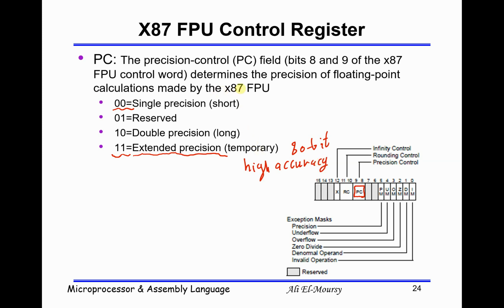If I need a floating point with reasonable accuracy, I can use the single precision, which uses 32 bits for the numbers. Definitely, this is the lowest accuracy for the floating point that I can use.